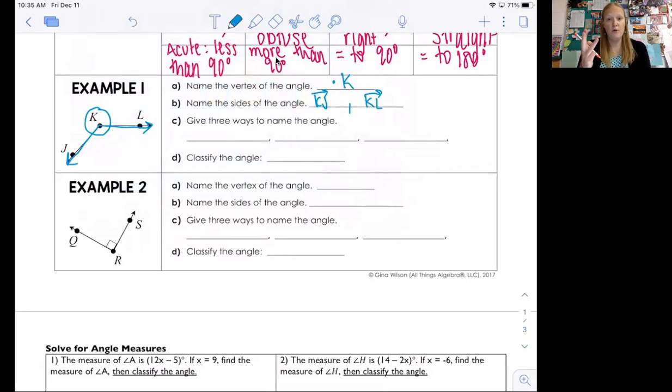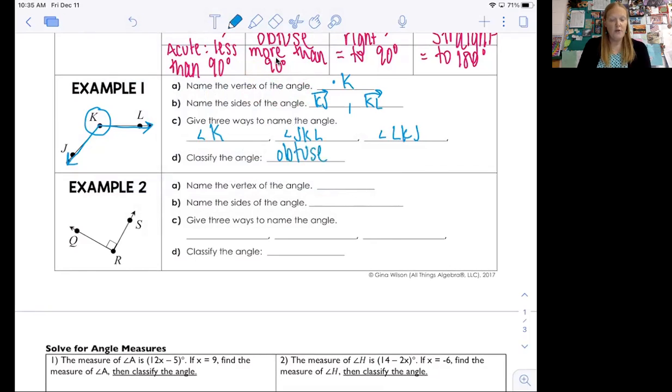Okay, give 3 ways to name the angle. So we could just call it angle K since it's all by itself. That's the easiest one, so I would recommend that every time you can. We could call it angle JKL, or we could call it angle LKJ. And we're going to classify it. It is more than 180 degrees, so we would call it obtuse.